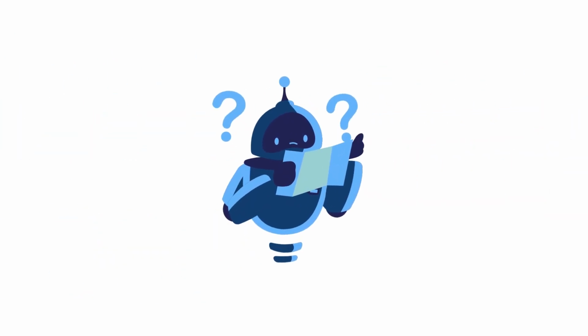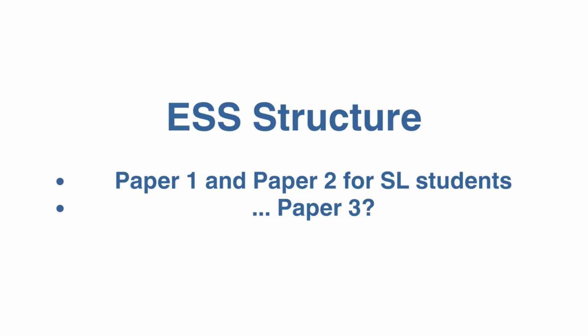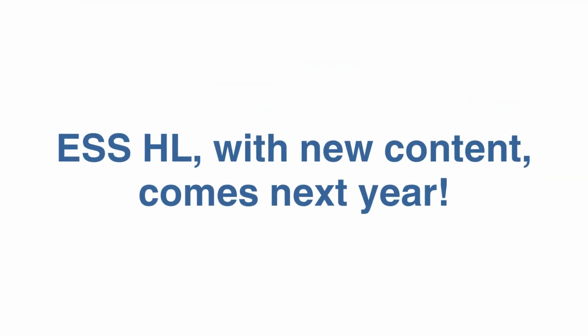But how is it actually structured? Well, by now you know the drill. We have Paper 1 and Paper 2 if you take ESS at the standard level. Actually, for now, you can only take ESS SL, and next year there will be a curriculum change, and the option to take ESS HL. But this video can still help you, as it's safe to say that there will still be similar, if not the same, type of exam papers.